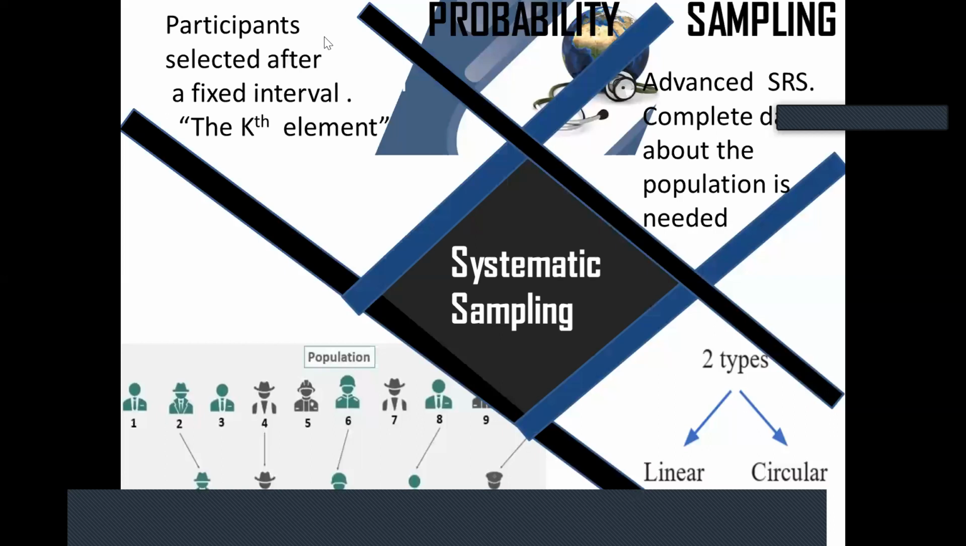So it can also be in a manner that you can go to a facility and say, I'm going to recruit HIV patients, but I'm going to recruit after one patient. So when one patient comes in, you recruit that one. Then the second one that comes in, you don't recruit. You recruit the third one. When the fourth one comes in, you don't recruit. You recruit the fifth one. So that is also systematic sampling.